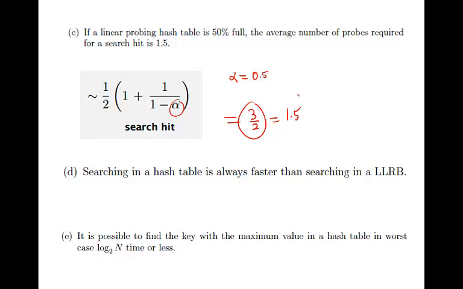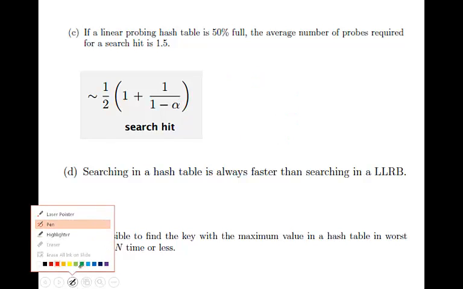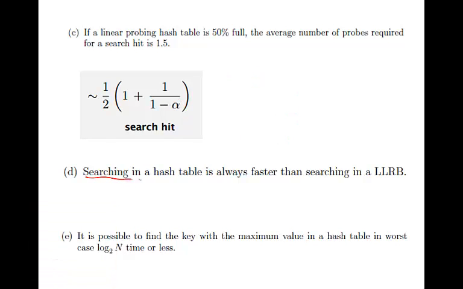Alright, so the next question is about whether searching in a hash table is always faster than searching in an LLRB. We know that we have log n search capability in a balanced binary search tree, red-black tree. And hash tables are generally fast, so this can be constant time. But the problem is if you have a bad hash function, that can be very bad. So I think the answer to this question is it's not always faster.